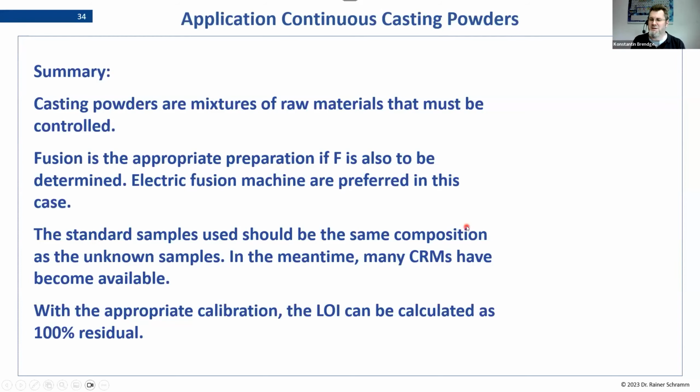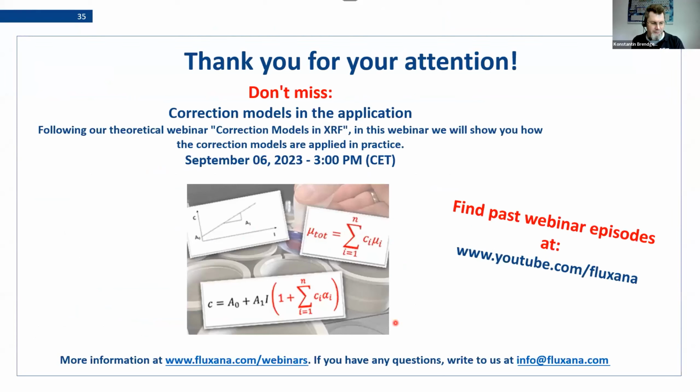Of course, the standard should be the same composition as your actual material in the plant, for example. And a good thing is that in the last few years, a lot of CRMs became available, not only from FLUXANA, but also from other sources. So you can rely on certified reference materials now. And if you do the calibration appropriately, you can even have an LOI unknown calculated from your analysis as a rest to 100. That's about it for the casting powders.